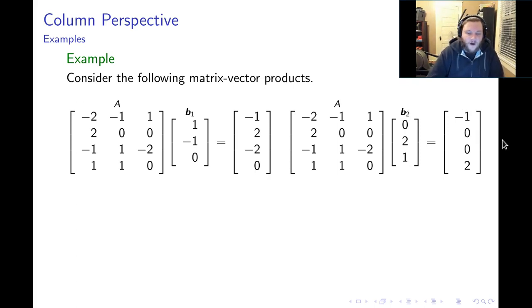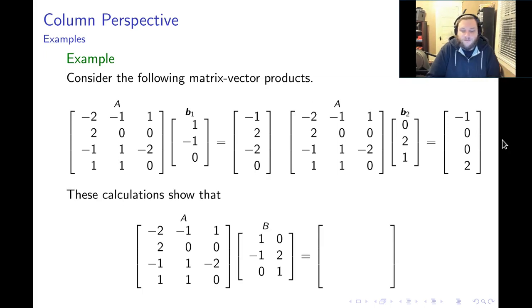Well, these two equations could be more succinctly written as one equation. We're taking the same matrix and multiplying it by two different vectors. So another way to communicate this information is to take those two vectors that were originally given, B1 and B2, and insert them into the columns of a 3 by 2 matrix. And the fact that someone has told us what these matrix vector products are allows us to immediately say what the product of A and B will be here.